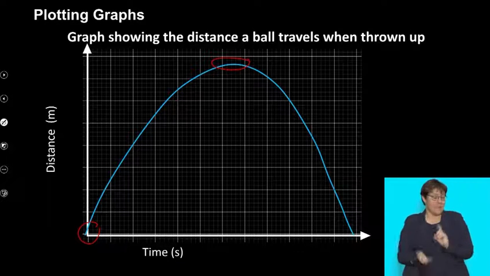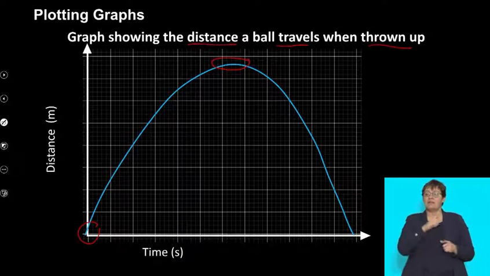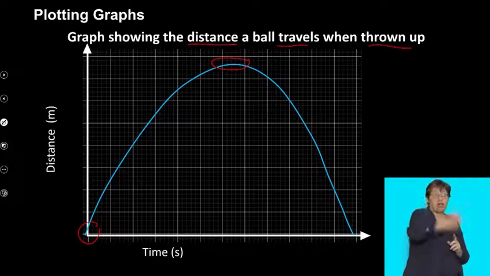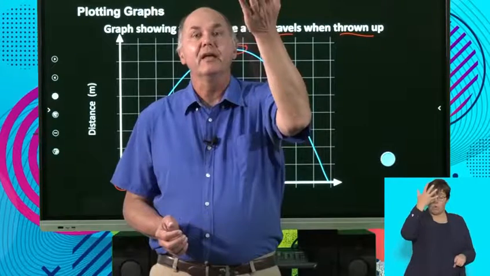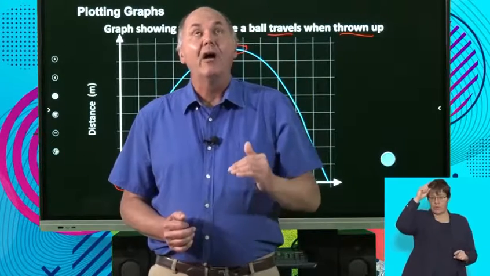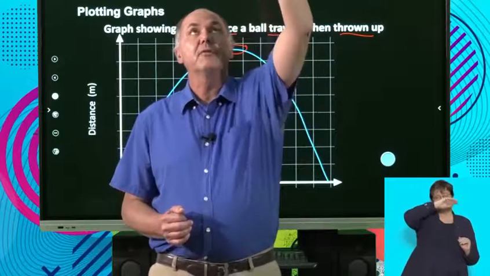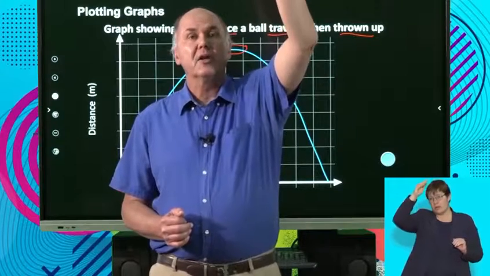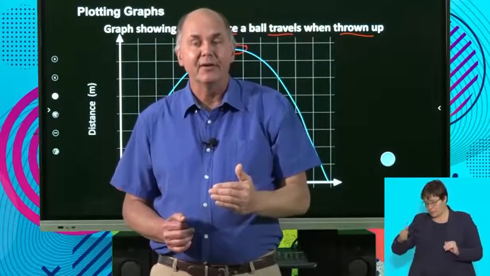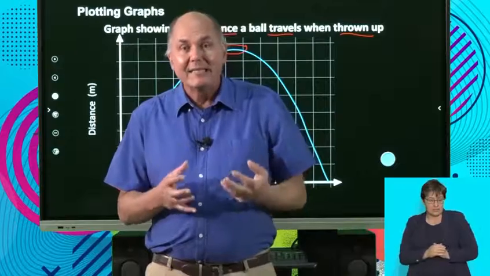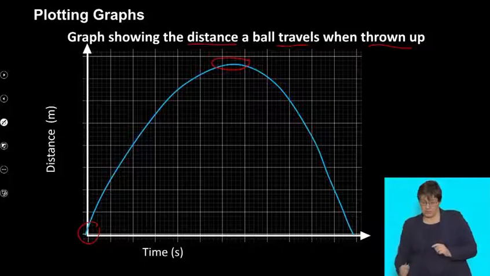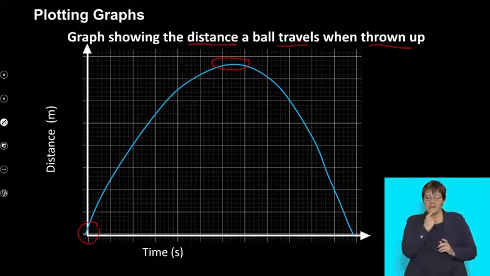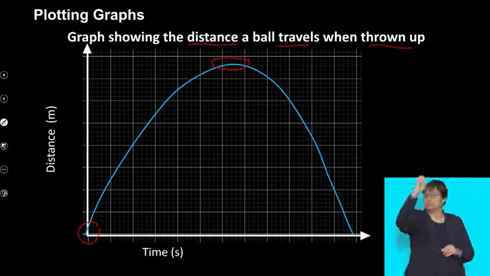This is the graph showing the distance a ball travels when it's thrown up. So the ball starts on the ground next to where I am, and I'm going to throw it up into the air, and we're going to see how far it gets away from me and what's going to happen as it comes back down again. So it's about the distance that it's traveled, a kind of distance above the ground. So this is the maximum height.